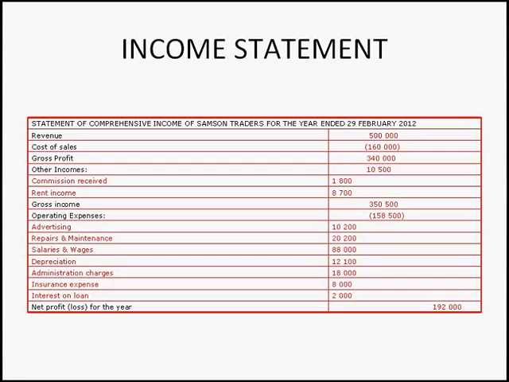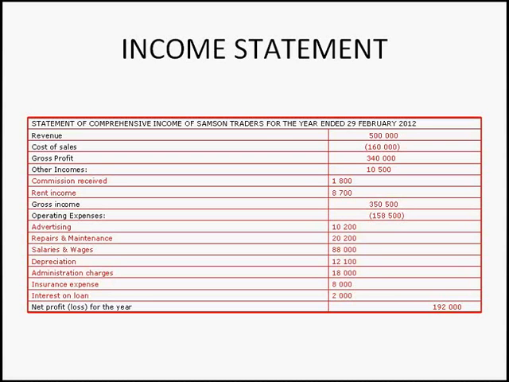Okay, so from the trial balance, if I put in the amounts, I see that my revenue is 500,000 and my cost of sales is 160,000. Remember that I need to deduct cost of sales from revenue in order to get my gross profit, because sales minus cost of sales equals gross profit. So 500,000 minus 160,000 equals 340,000.